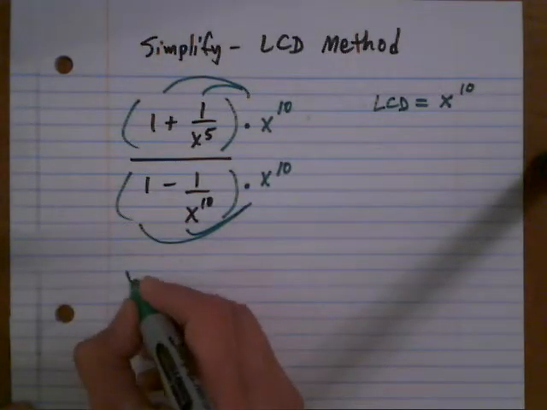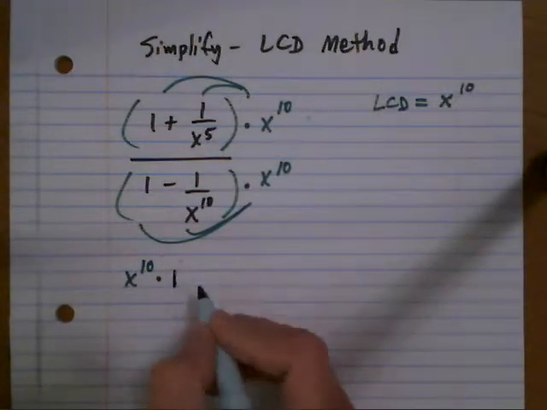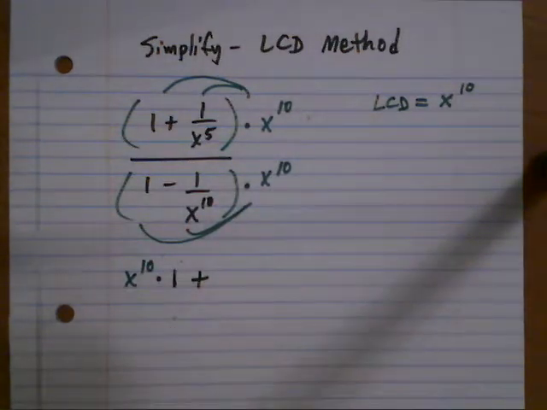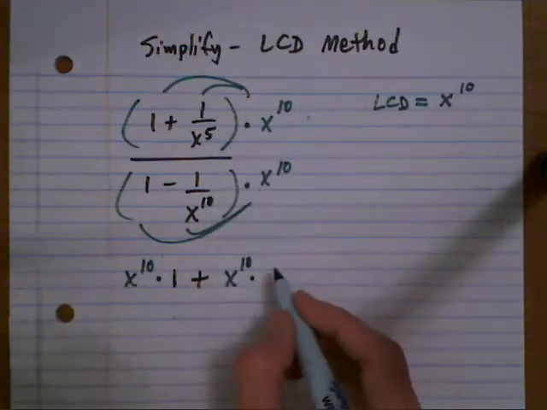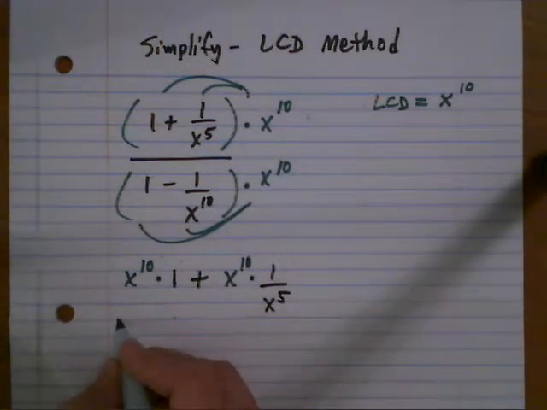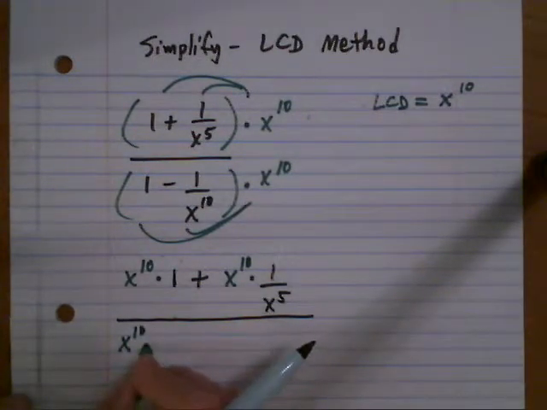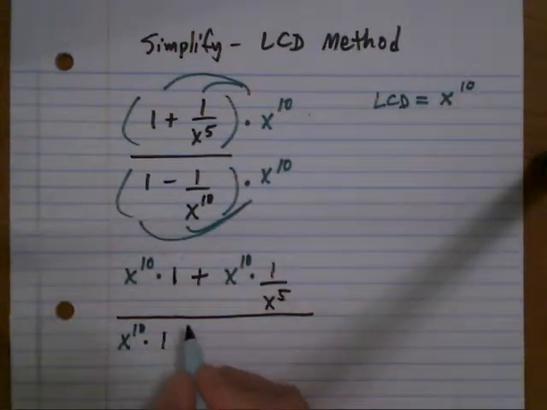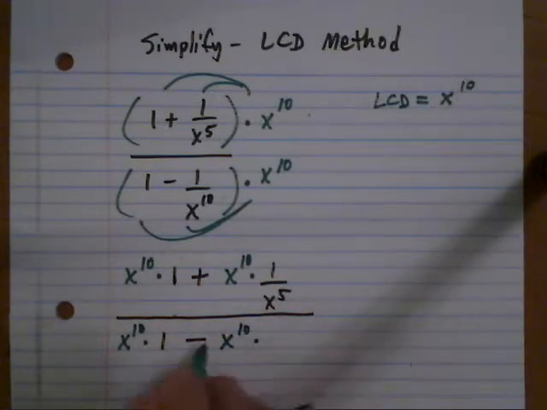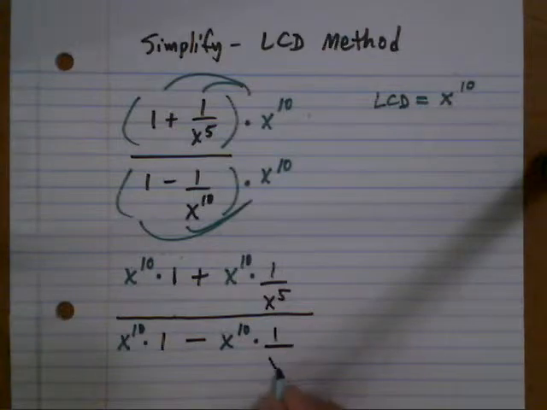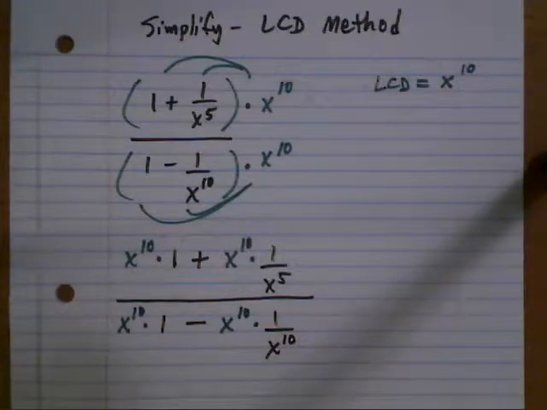And that gives us, on the top, x to the 10th times 1 plus x to the 10th times 1 over x to the 5th. And that's all over x to the 10th times a 1 minus x to the 10th times 1 over x to the 10th. All right, now every term has the LCD multiplying it.